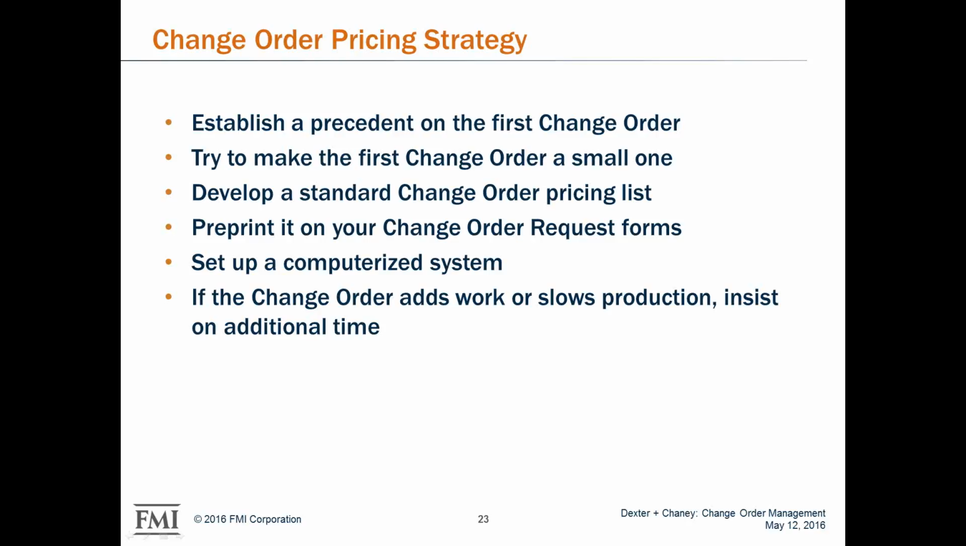And last but not least, this goes back to slowing production. If a change order is going to add work or slow production, you've got to insist on additional days. If it's a critical path item that's holding you up, or even if it's not a critical path item but it's going to cause a time overrun for some other reason, you've got to insist on this additional time, and obviously, if you can document it and prove it, insist on it.